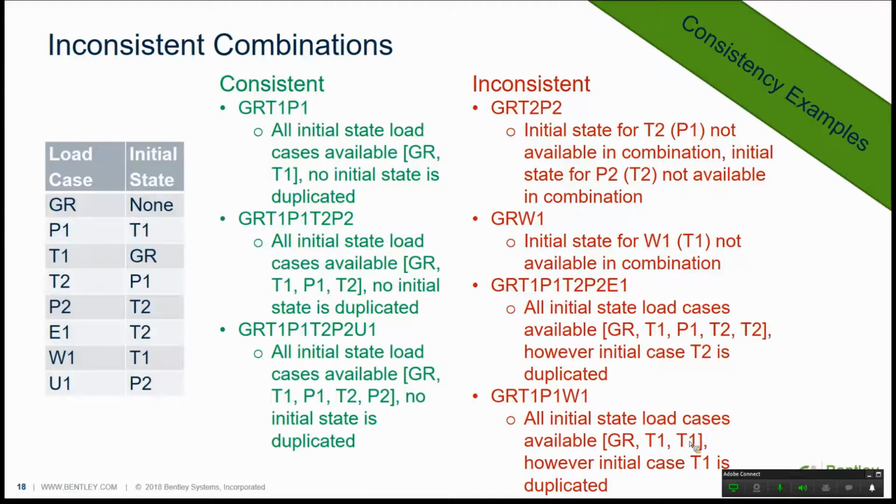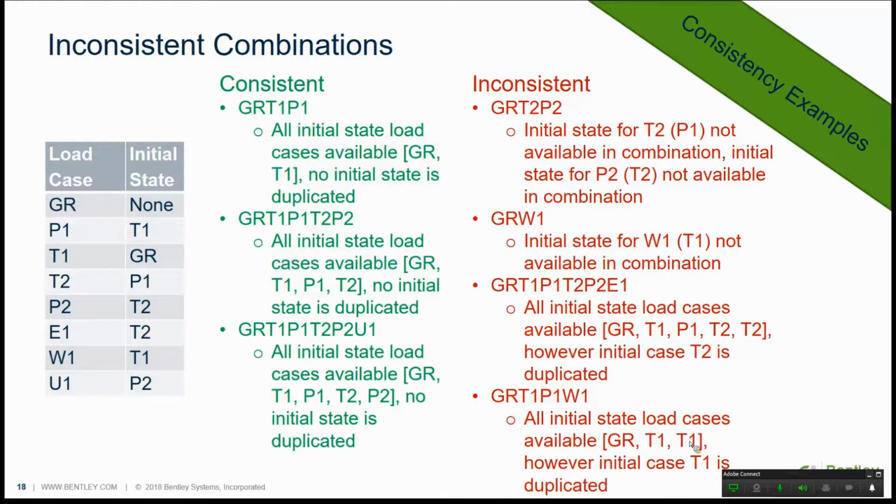Some inconsistent combinations, for example, are GRT2, P2, because the initial state for T2 is actually P1, and that's not available in this combination. And the initial state for P2 is T2. Again, that is technically available here, but we don't have it available because P1 wasn't available. GRW1 is inconsistent because the initial state for W1 is T1, and we don't see that in this combination.